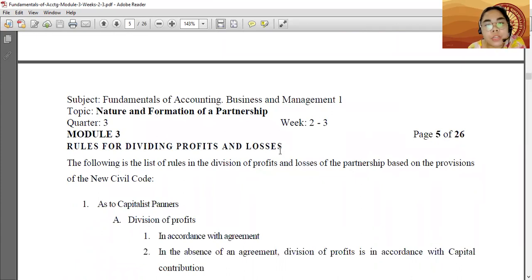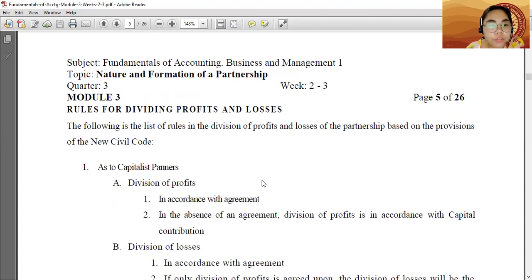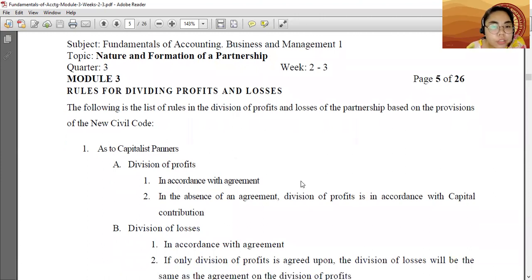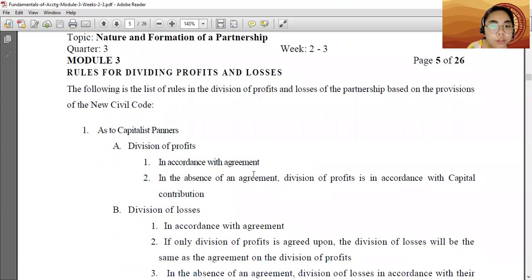So we have rules for dividing profits and losses. The previous one is very easy. The following is the list of rules in the division of profits and losses of the partnership based on the provisions of the New Civil Code. Number one is as to capitalist partners. Division of profits is in accordance with the agreement, what has been agreed on, for the capitalist partners. Capitalist partners are those partners that contributed cash.